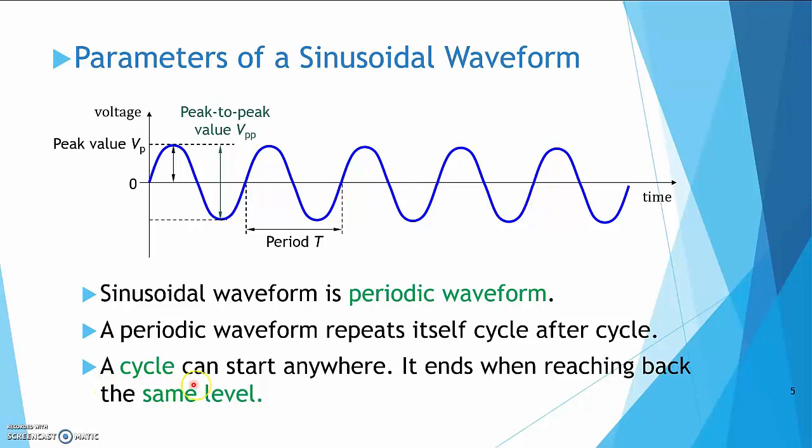A cycle can start from any point on a periodic waveform, and the cycle ends when the waveform reaches back the same level. For example, from zero level, reaching back the next zero level is a cycle. From zero level, reaching back the next zero level is another cycle. Or from the bottom level, reaching back the next bottom level is a cycle. Or from one peak level, reaching back the next peak level is another cycle. No matter where your cycle starts, the duration of one cycle is a constant, which is called period.